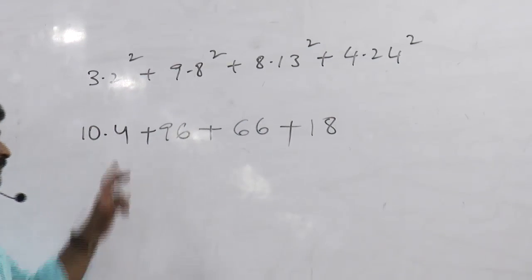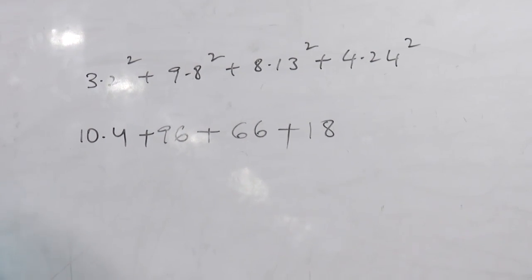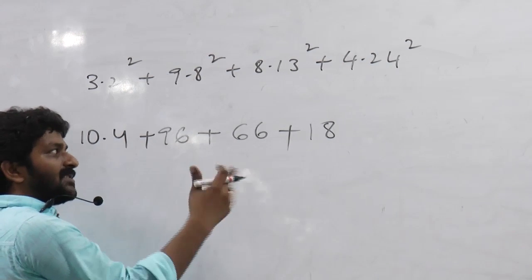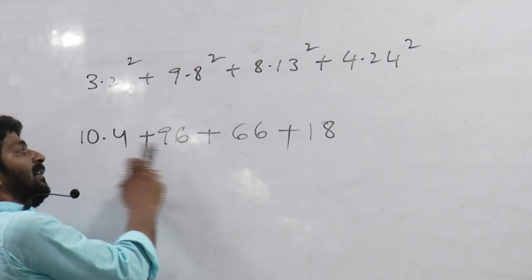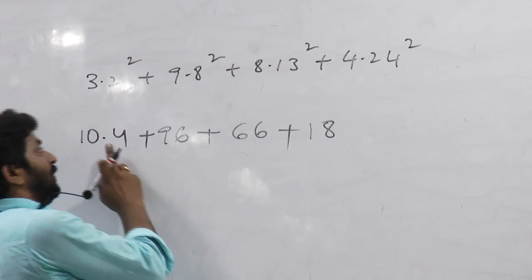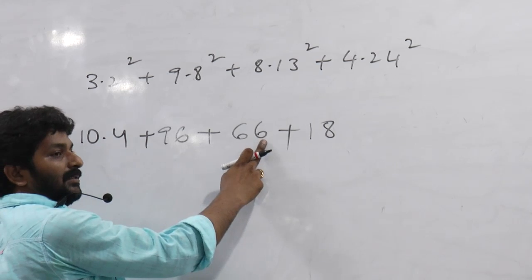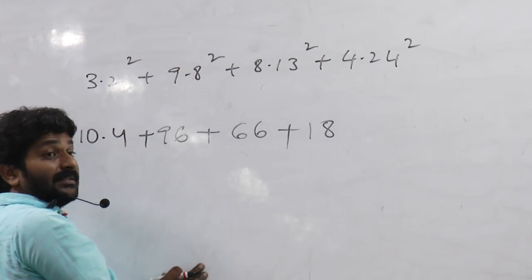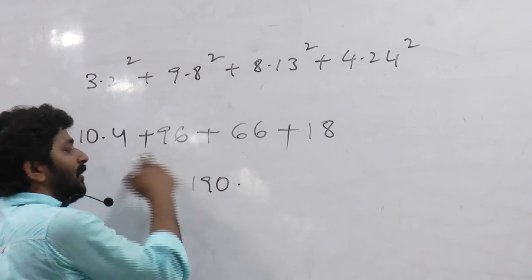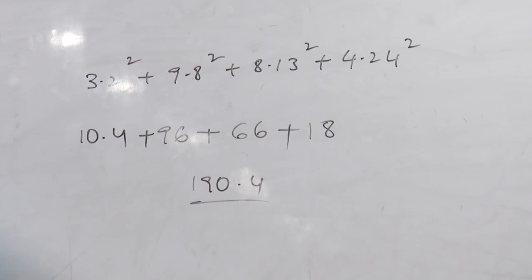Add everything. Forget about 0.4. You can adjust that later. 10, 106. Otherwise concentrate only on tens places. 10, 100, 160, 170. Now 6, 12, 8, 20. 170 plus 20, 190. 0.4 you have. The answer should be very close to 190. Do you have 190? Yes, 190 is the answer.